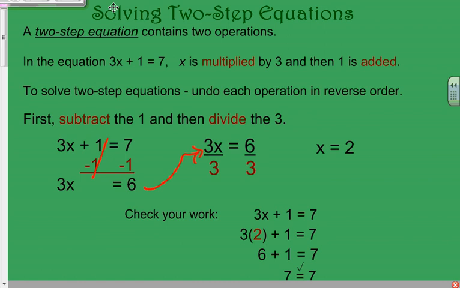3x equals 6. You're going to divide the 3's away. 3 divided by 3 is 1. That leaves just your x. 6 divided by 3 is 2, so x equals 2.